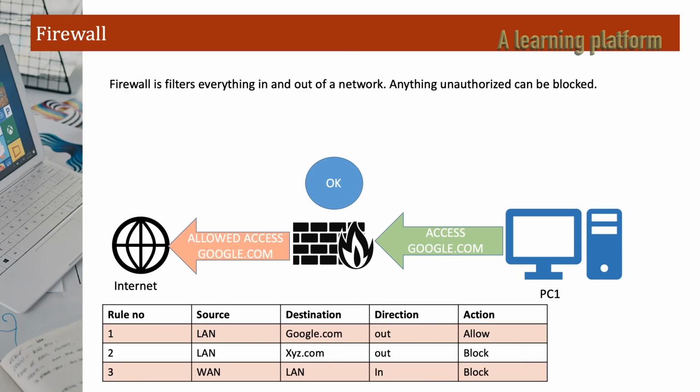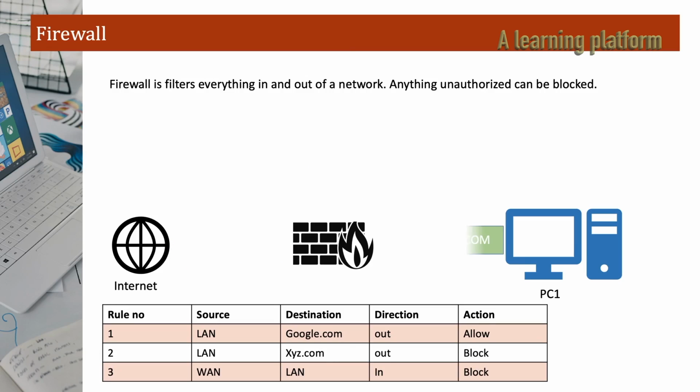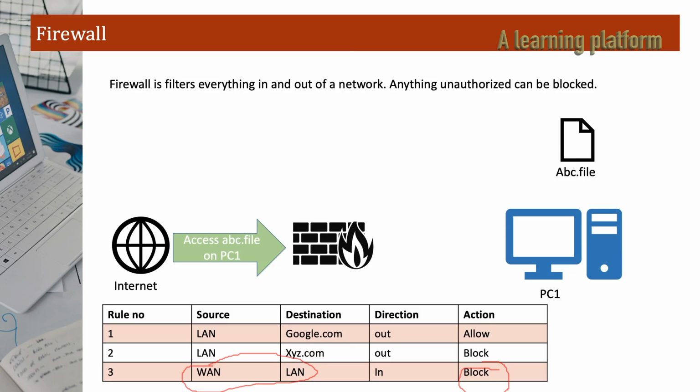But if you are trying to access something that is not authorized, for instance, if you are trying to access this website xyz.com, as you can see from the table, this website is blocked. So the firewall would block this request. If someone or something on the internet is trying to access a file on the local workstation, the firewall would block this request.